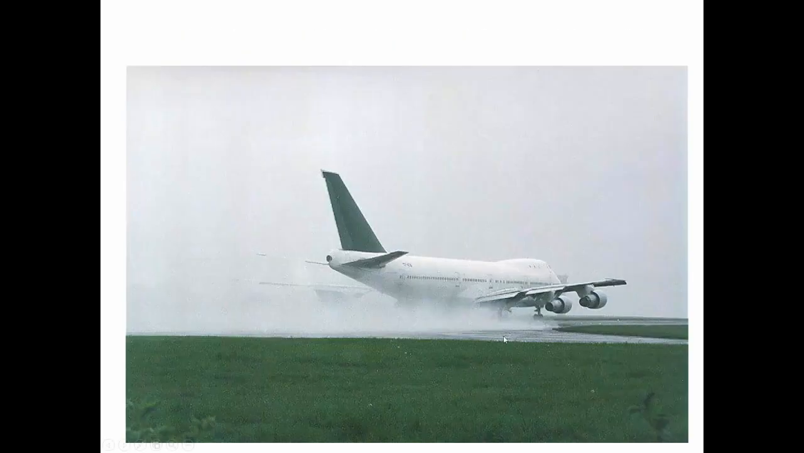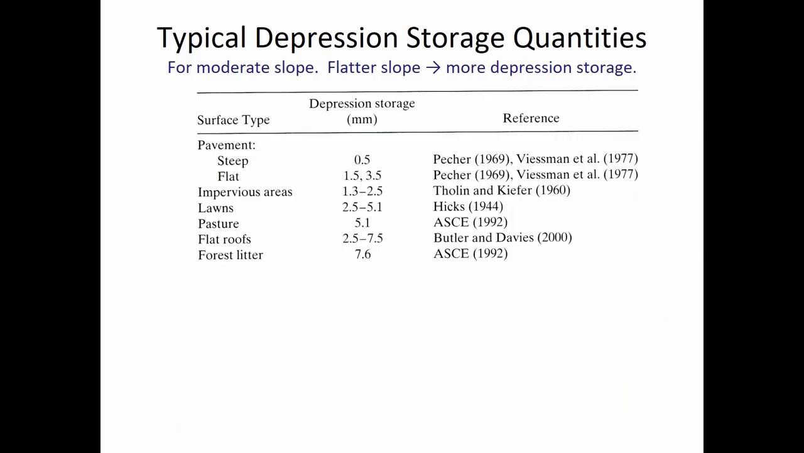But the point is that this is really flat, and so the overland flow and the sheet flow is going to be a lot slower on a runway than it would on a road. And so there's going to be relatively more depression storage on a flat surface. And so depression storage, the kind of trend that we could see is that the flatter the slope, the more storage there is, even just on a flat surface like pavement or concrete. And so a steep pavement would maybe only hold on to 1/2 millimeter of precipitation, whereas if it's flat, it could be triple or even 7 times as high.